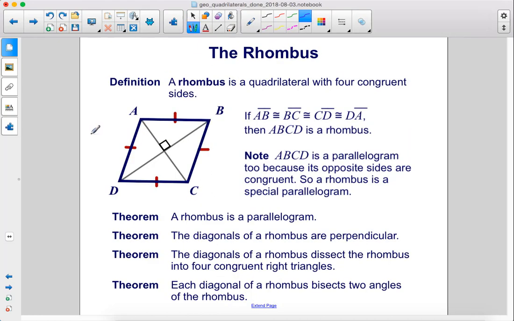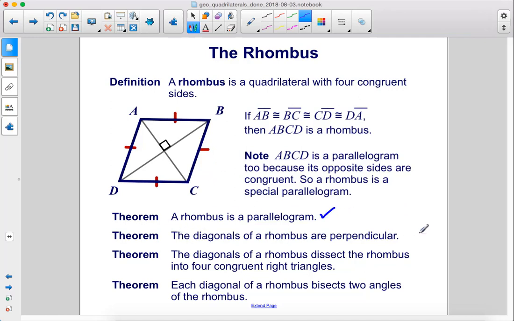A rhombus is a quadrilateral with four congruent sides. If AB is congruent to BC, is congruent to CD, is congruent to DA, then ABCD is a rhombus. Note, ABCD is a parallelogram too, because its opposite sides are congruent. So a rhombus is a special parallelogram. A rhombus is a parallelogram.